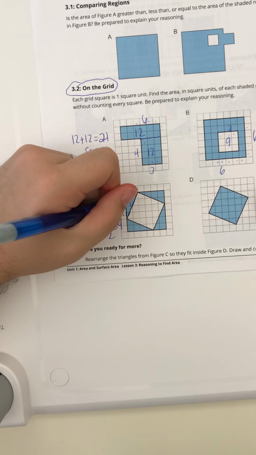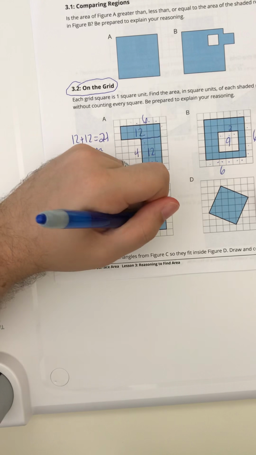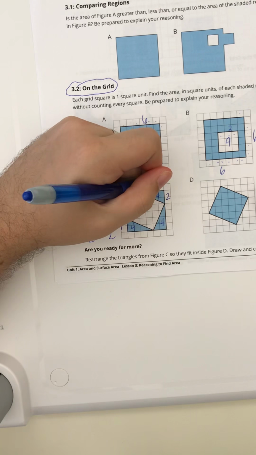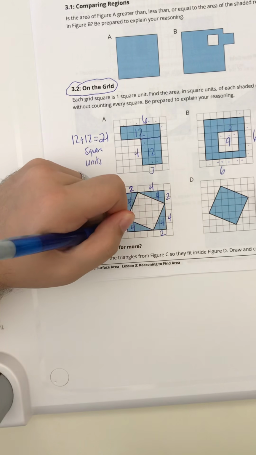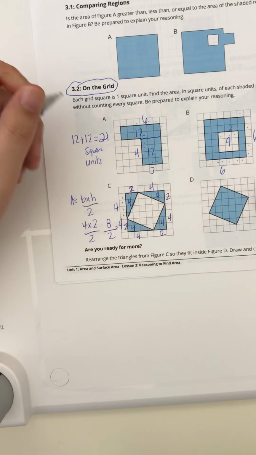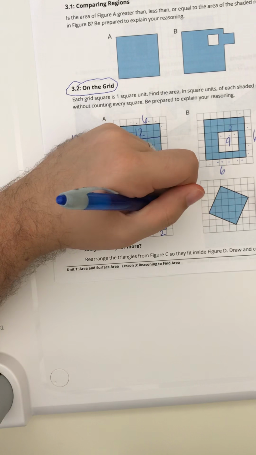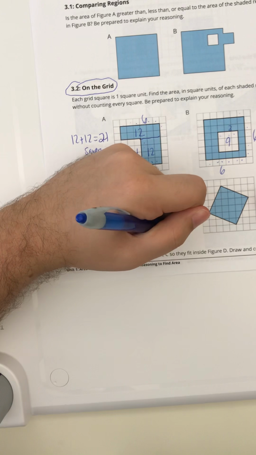If the area is 4 here, all these are the same. So the area for this is going to be 4, this is going to be 4, and this is going to be 4, because this has a base of 2 and again a height of 4. This has a base of 2 and a height of 4. This has a base of 2 and a height of 4. So if I add all that area up, that's 4 times 4, which is 16 square units.